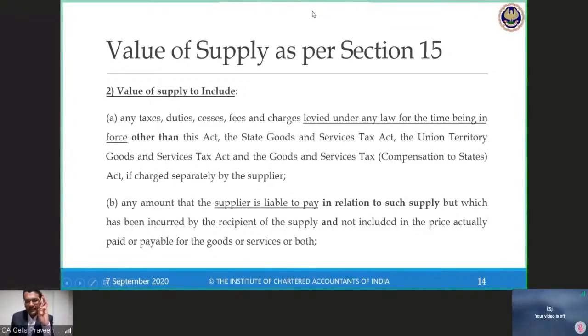Any questions on 15 subsection 1, transaction value, subsection 2? Okay, no questions. So I'll continue back to our presentation.